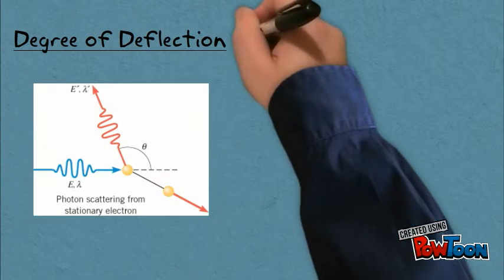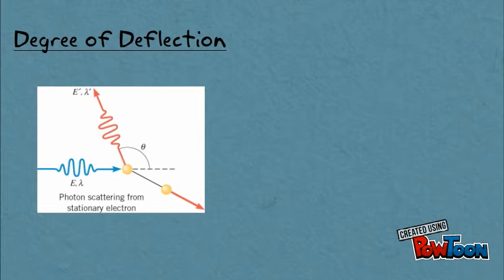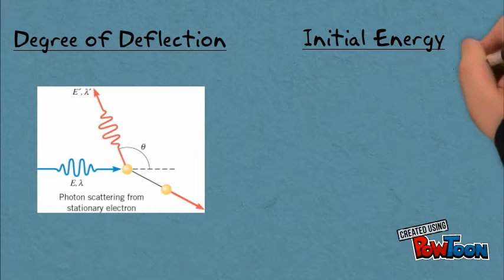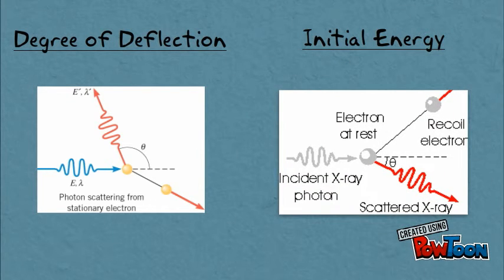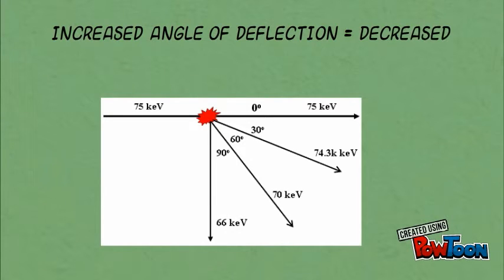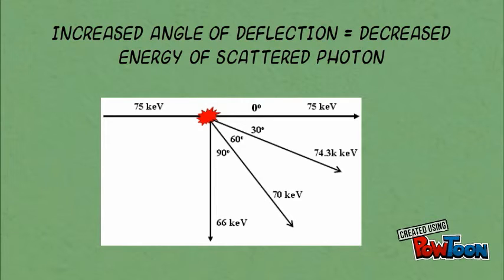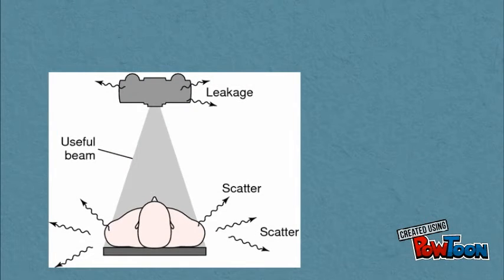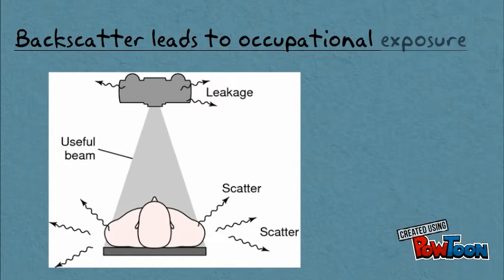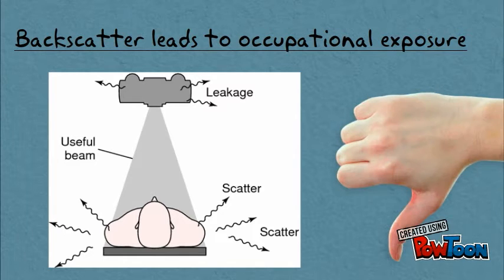The energy of this scattered photon is dependent upon the degree of deflection and the initial energy. The higher the energy of the incident photon, the higher the energy of the scattered photon. As the angle of deflection increases from 0 to 180 degrees, the energy of the scattered photon decreases because more energy is being transferred to the recoil electron. When this deflection occurs at or close to 180 degrees, the scattered photon is deflected back towards the radiographer, possibly causing occupational radiation exposure. This is referred to as backscatter.